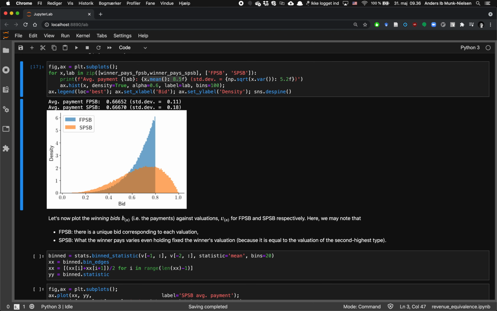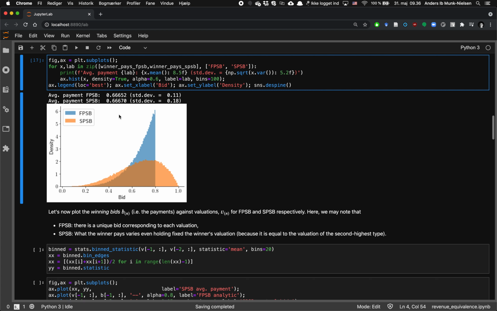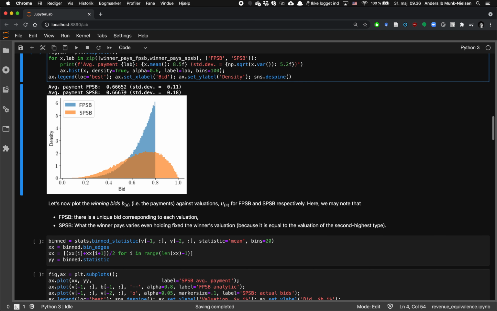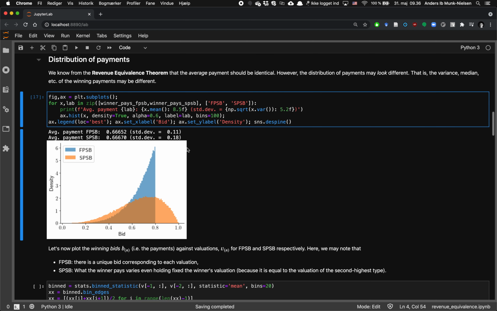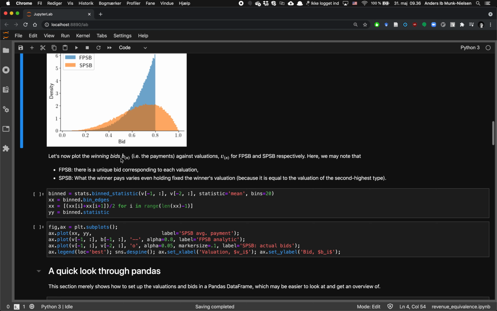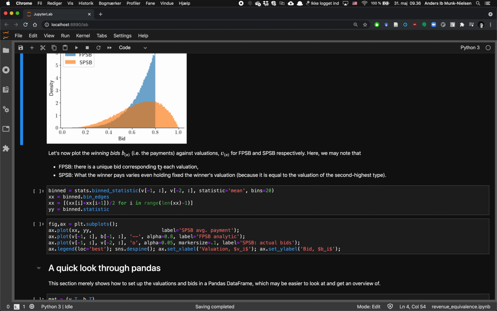And we should rejoice in our hearts and minds because that's what the revenue equivalence theorem says. So that's good. They're different, but that's due to sampling noise. So if we were to increase R, these two numbers would get closer to each other. It's something that holds in expectation, revenue equivalence.